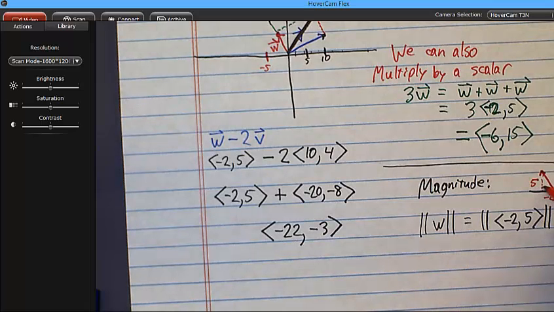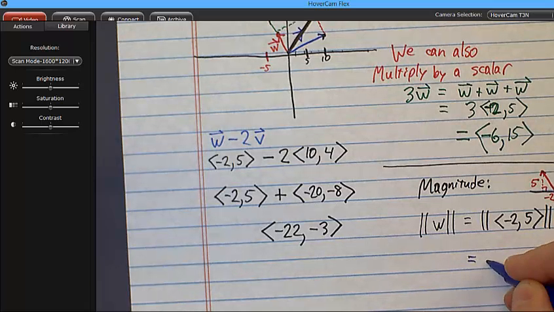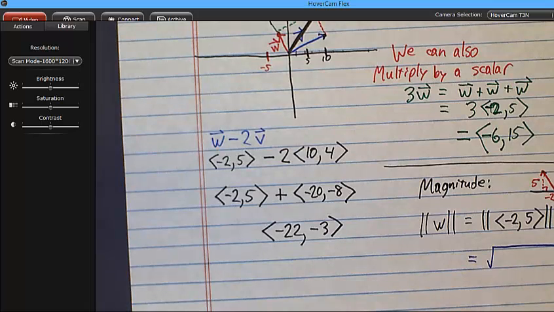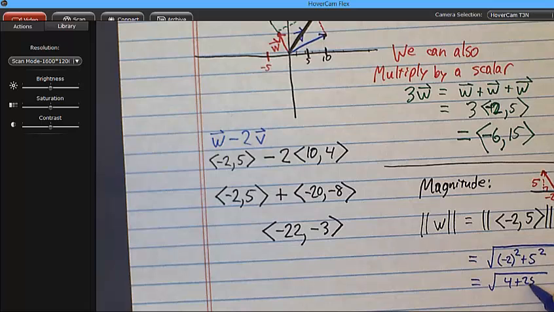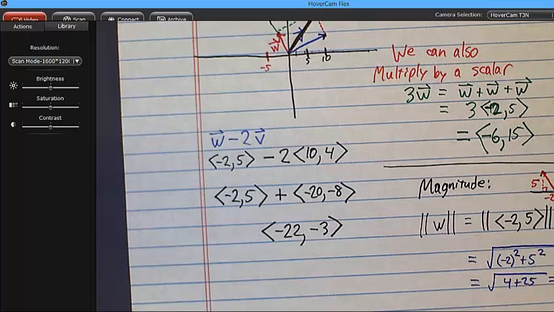Sure. Actually, remember I said another way of thinking of it is it's the same as R. So this is going to be the square root of what? Negative 2 squared plus 5 squared. Jordan, you okay? Okay. So I get the square root of 4 plus 25. I get the square root of 29. Is this all right? Easy? Okay.